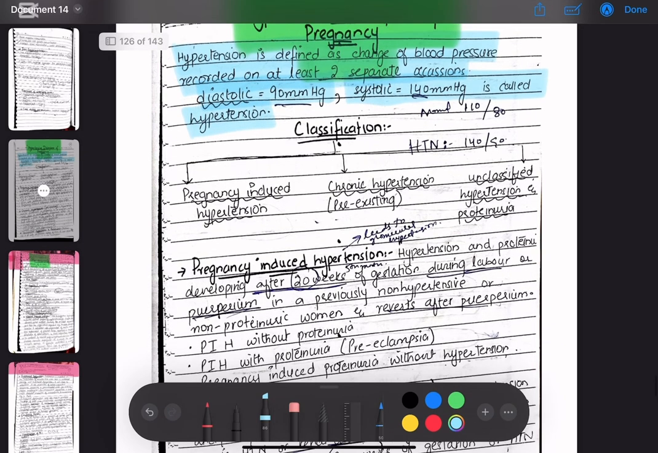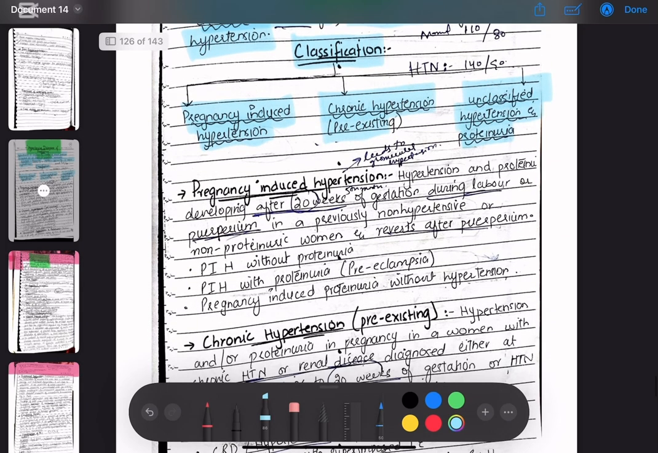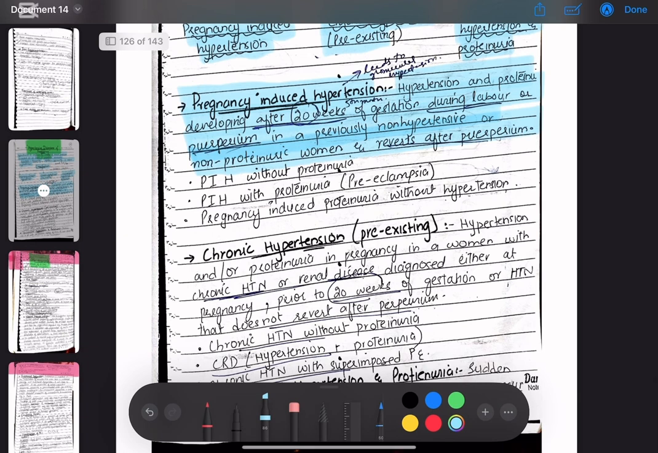We have the classification of hypertension as pregnancy-induced hypertension, then chronic hypertension, and then the unclassified hypertension and proteinuria. Pregnancy-induced hypertension is hypertension and proteinuria developing after 20 weeks of gestation, during labor or puerperium, in a previously non-hypertensive or non-proteinuric woman, and reverts after puerperium. The types are PIH without proteinuria, PIH with proteinuria, that is pre-eclampsia, and pregnancy-induced proteinuria without hypertension.